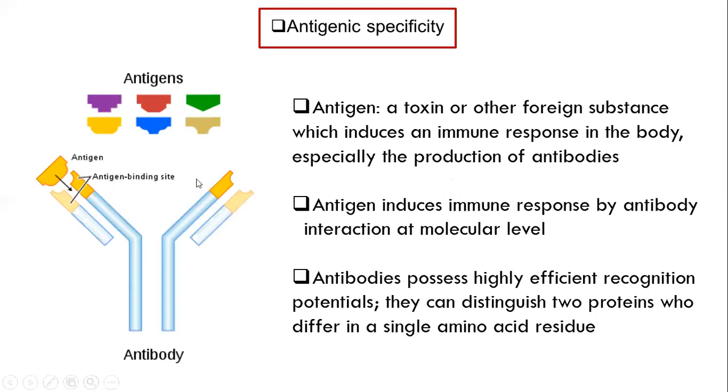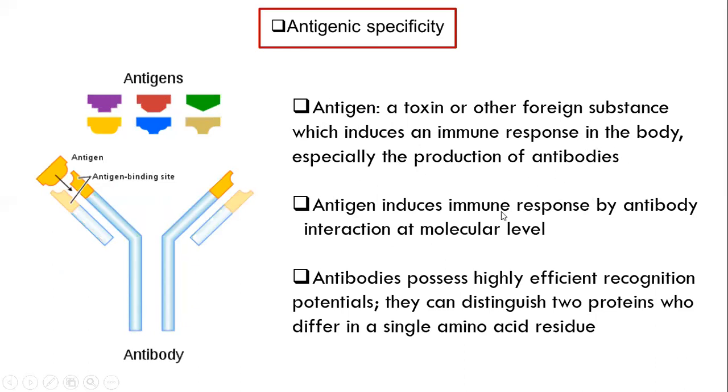For example, antigen specificity. We already know that an antigen is recognized by a specific antibody. Antigen and antibody is a fundamental of understanding that helps in the immune system. For example, an antigen is a toxin or any other foreign substance which induces an immune response in the body, especially the production of antibodies. An antigen elicits an immune response.